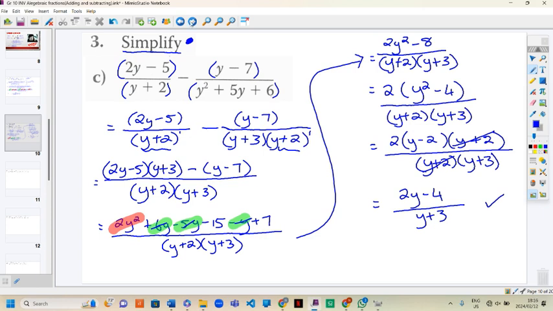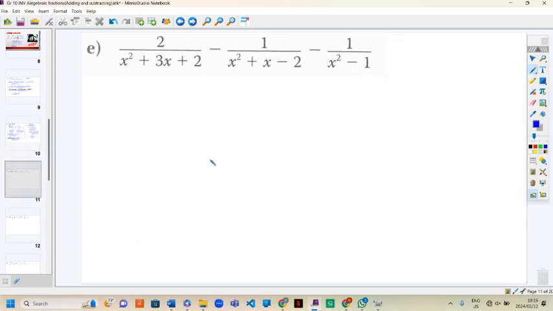Let's try the next example. So pause the video. See if you can do that, to recognize the things that are happening there, and let's see if you can finish that one. All right, so let's go through it. I assume you've done it already.